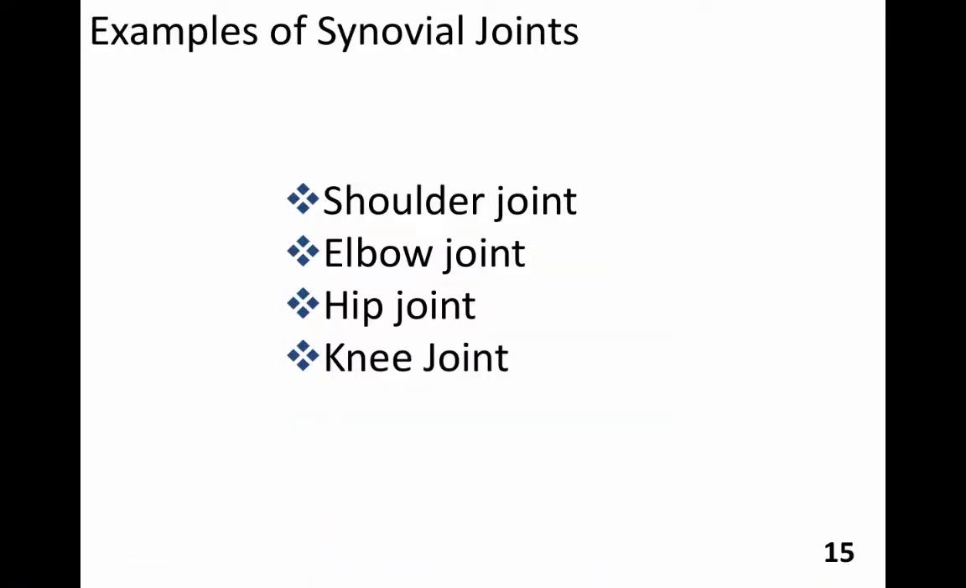So perfect examples of synovial joints, you can think of your shoulder joint, elbow joint, hip, and knee joint. And we looked at those in class, and we're going to get even more specific on the types of synovial joints, because these joints can be subdivided into different types. These are just general examples.